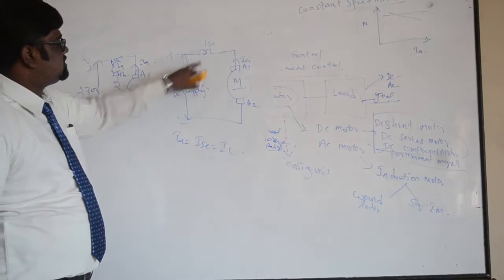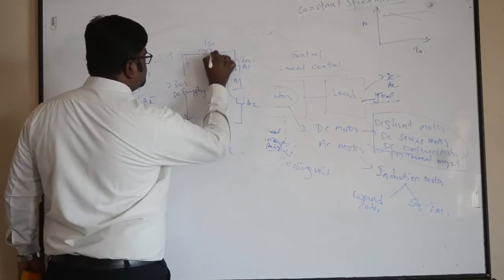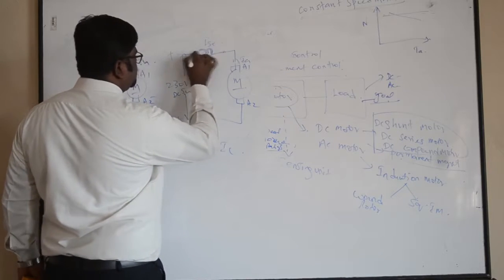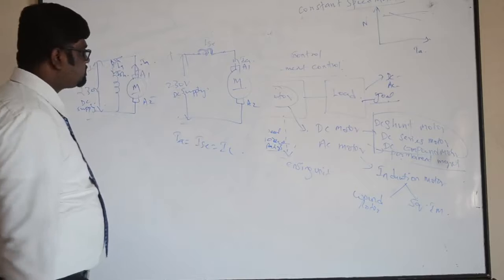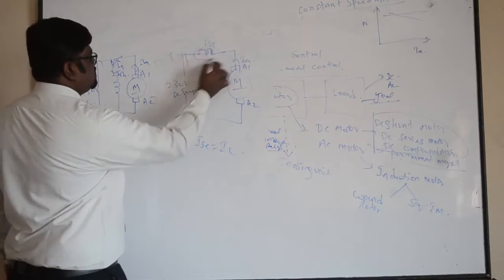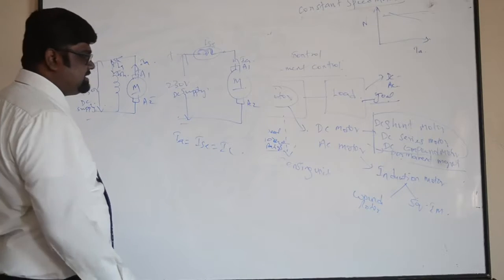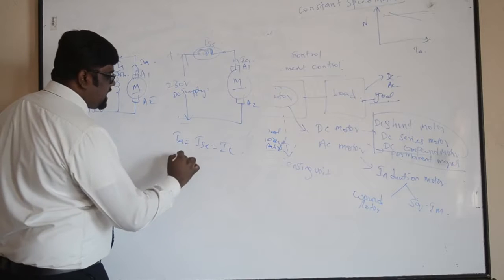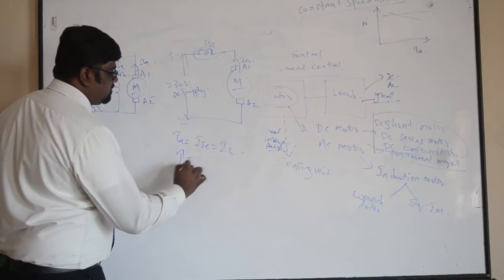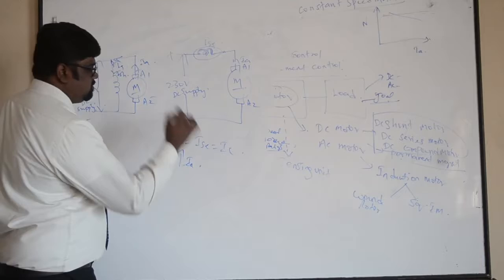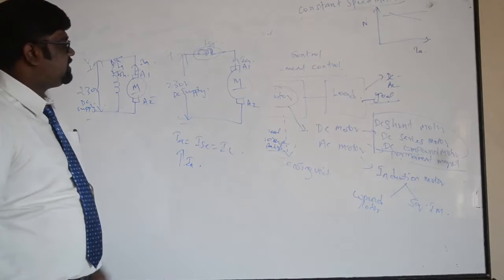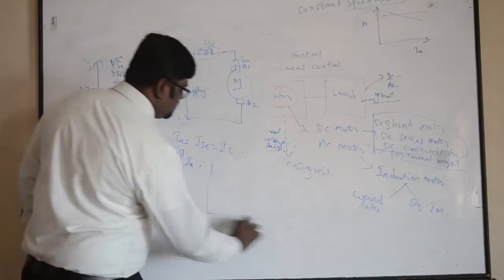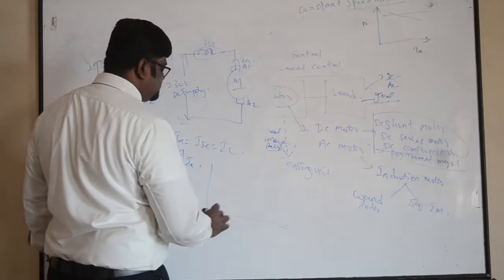Since there is a thick copper wire winding in this DC series motor, the current flow will be very high. So for that case, we will see the mechanical characteristics of a DC series motor.